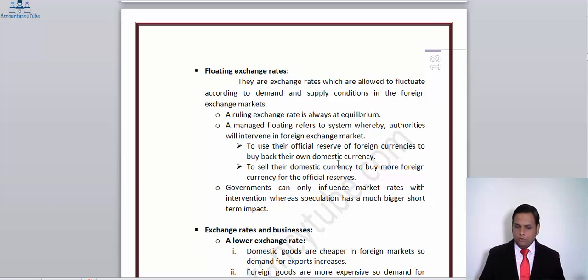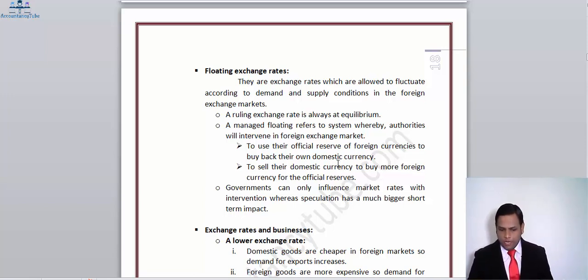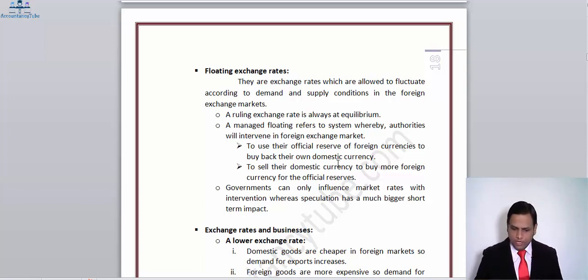How can they do that? They can use their official reserve or foreign currency to buy back their own domestic currency, or they can sell their domestic currency to buy more foreign currency for the official reserves. Now, government can only influence market rates with the intervention, whereas speculation has a much bigger short-term impact.